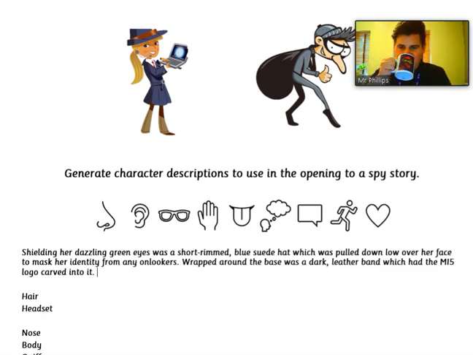Okay. Like I said a second ago, the structure's really similar. I wonder if it sounds similar when I read it. Shielding her dazzling green eyes was a short-rimmed blue suede hat which was pulled down low over her face to mask her identity from any onlookers. Wrapped around the base was a leather band which had the MI5 logo carved onto it. It's not awful, but maybe I can just swap some of the detail around so it flows.